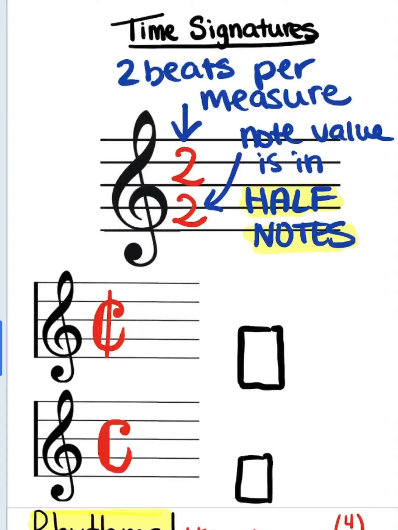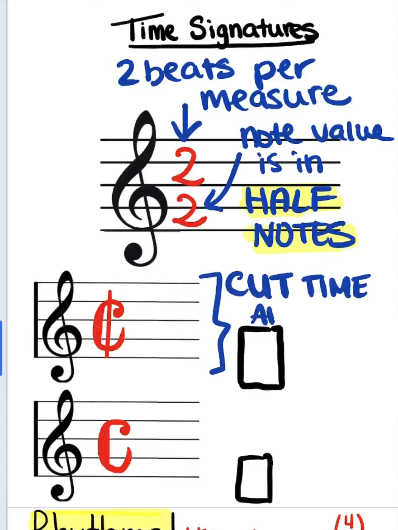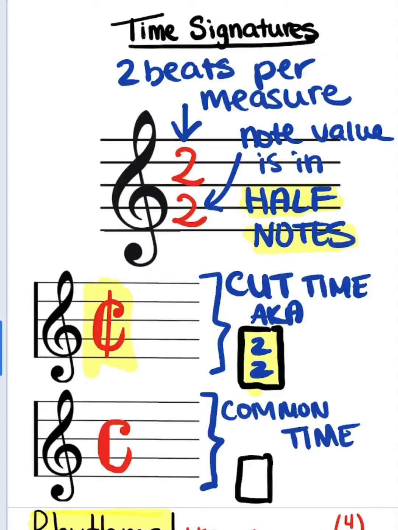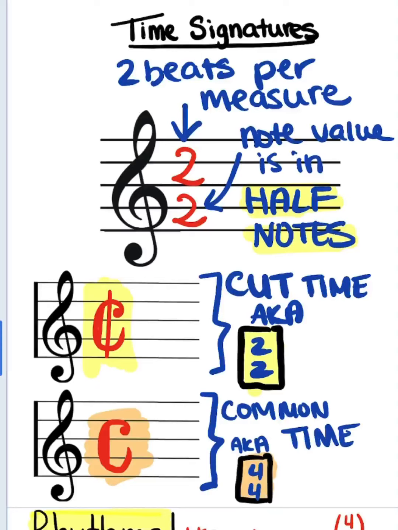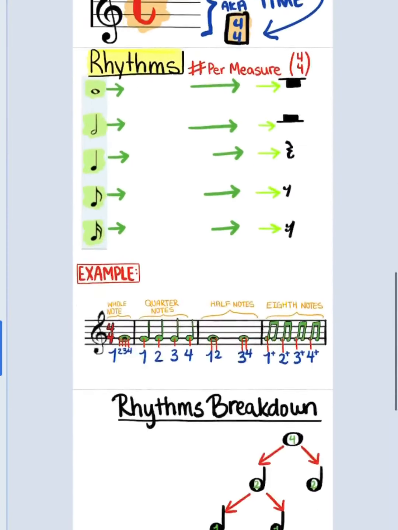On the staff here, I've drawn a C with a slash in it. This is called cut time, and it's also known as 2/2 time, so these two are interchangeable. And then on the bottom one here, this is just a C without the slash. It's called common time, and it's interchangeable with 4/4. So you might see either one of these in place, 4/4 or 2/2. And 2/2 is half of 4/4, so the feel is more 1, 2 versus 1, 2, 3, 4.